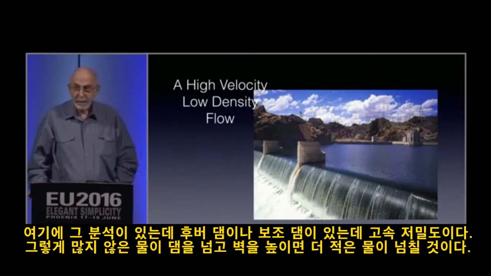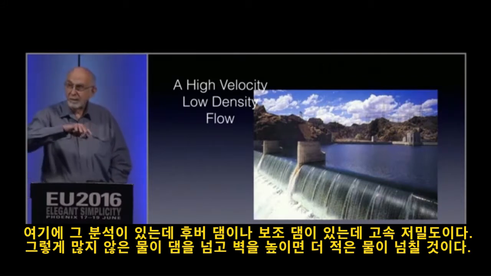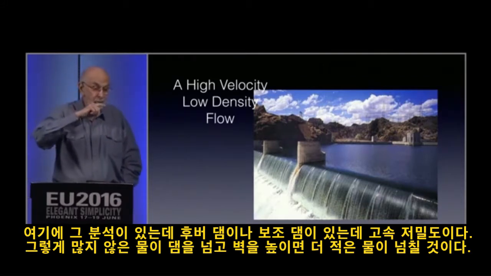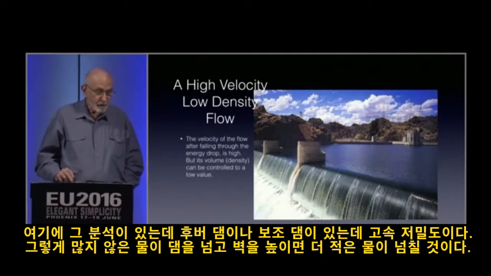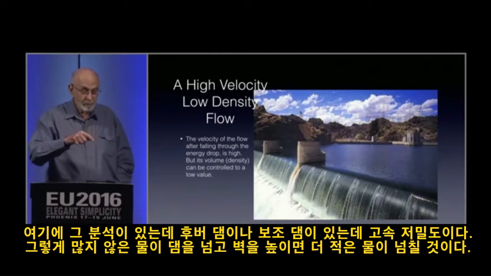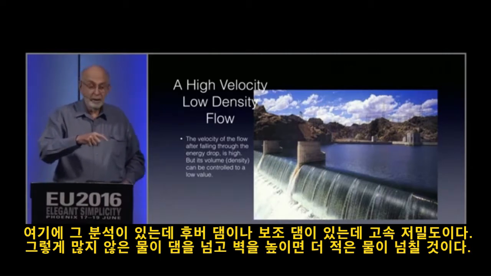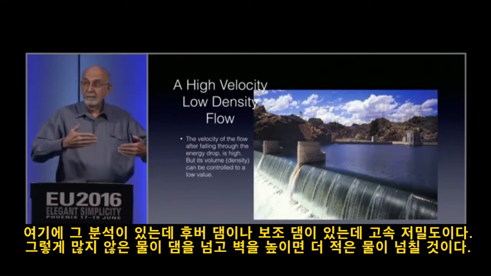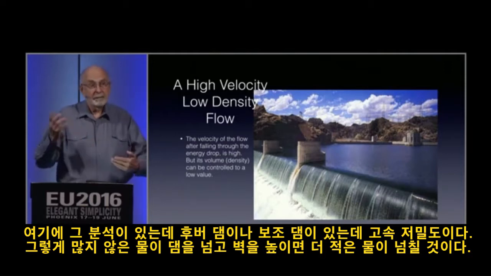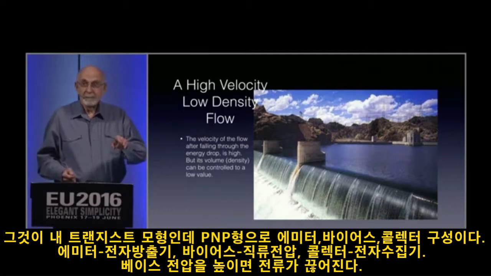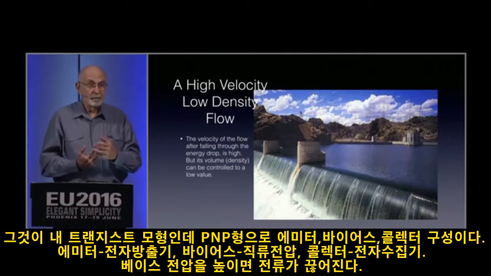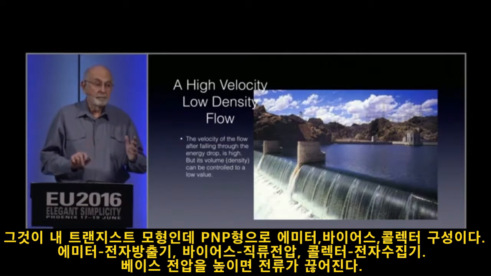There's sort of an analogy. That's Hoover Dam, or that's one of the associated dams with Hoover Dam up the road here. A high velocity, low density flow. Not much water gets over the dam there. Even less would get over if you raised that wall a little bit. And that's my solar transistor model. This is kind of like the emitter, the base, and the collector of a PNP transistor. If you raise the voltage in the base, you cut off the current.